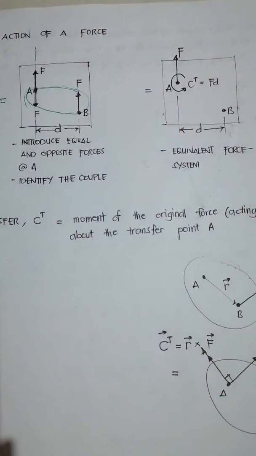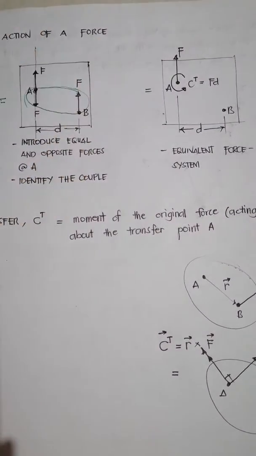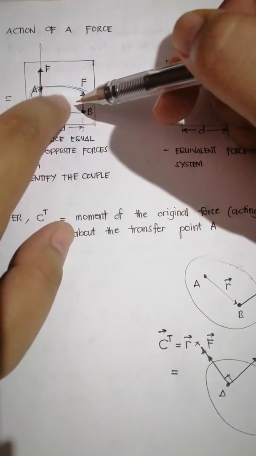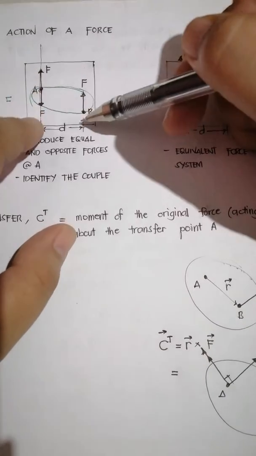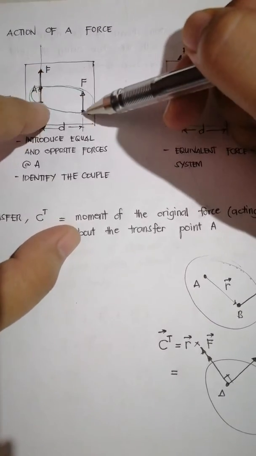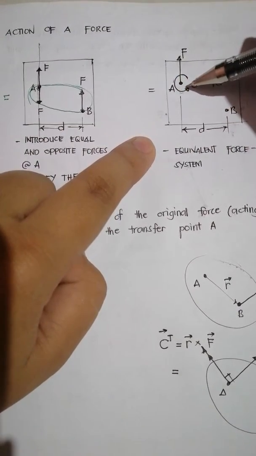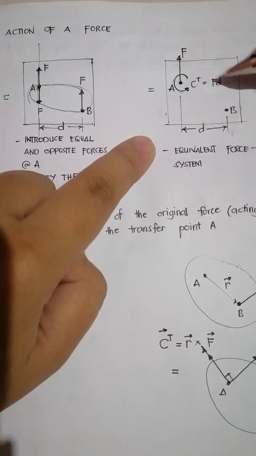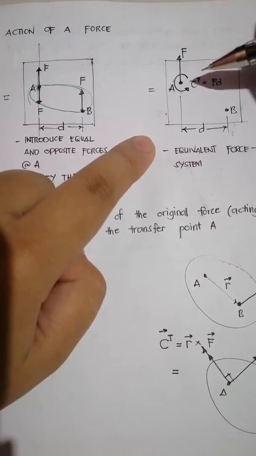Now, by principle, if you're going to transfer a force from one line of action to another, simply transfer it, and then there is a couple of transfer that will be formed. The couple moment of this one is simply the magnitude of the force times their perpendicular distance. So this couple of transfer that was formed by transferring F from point B to point A is CT. So CT symbolizes couple of transfer.